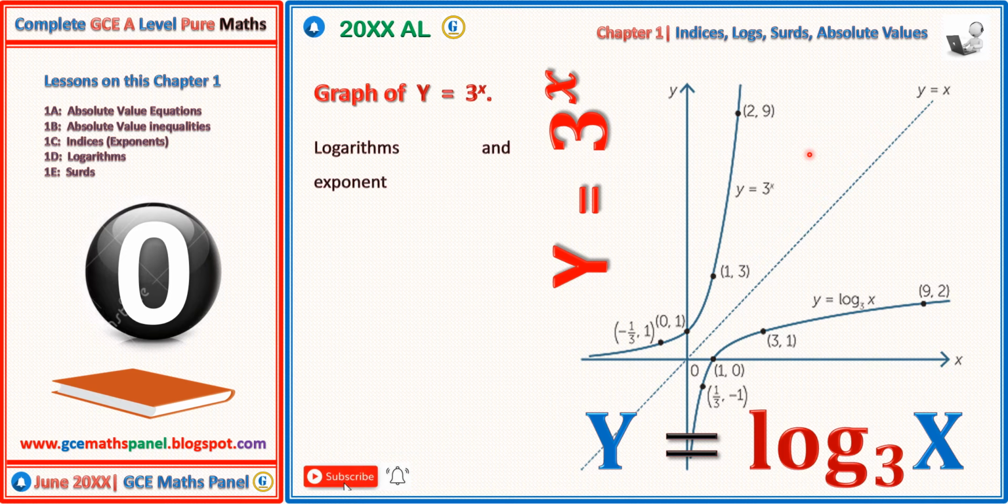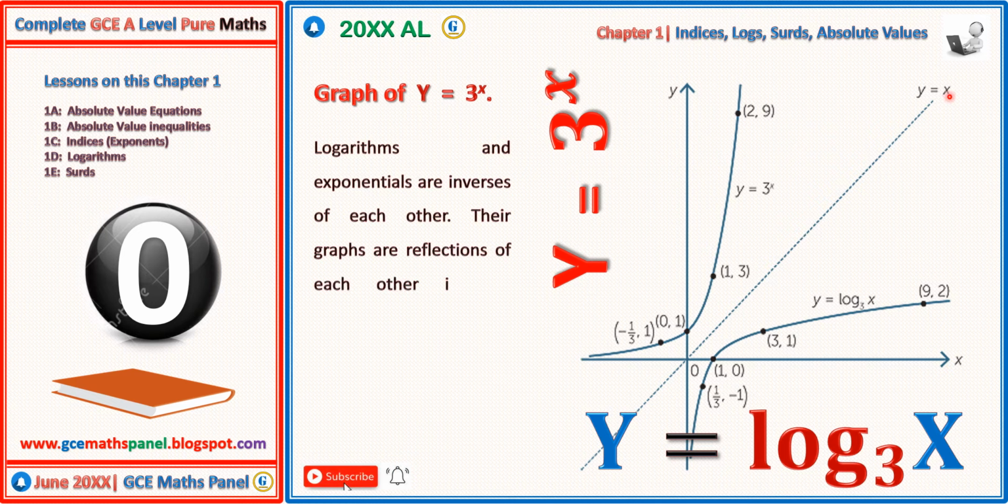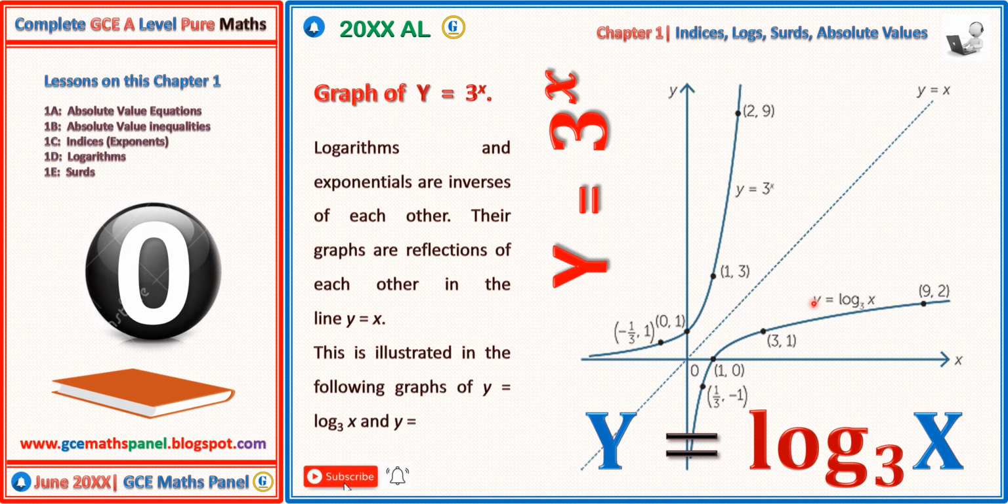So logarithms and exponential functions are inverses of each other. As you can see, when you reflect one on the line y equals x, you obtain the other. So this is illustrated in the following graph of y equals log x base 3 and y equals 3 to the power x. However, this has not still answered that question on how to obtain the graph of a to the power minus x from a to the power plus x. We are still moving to it.